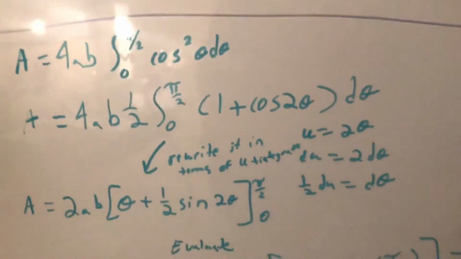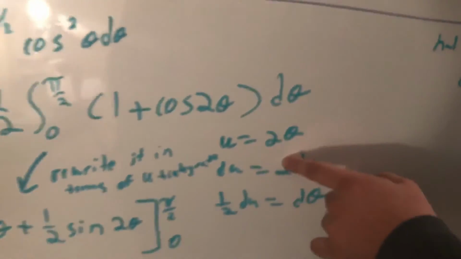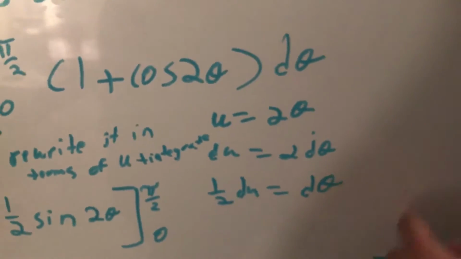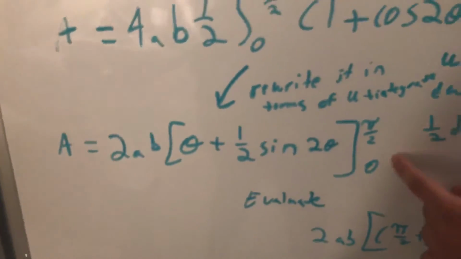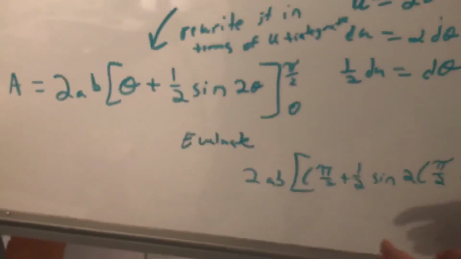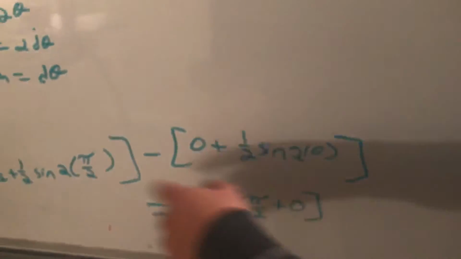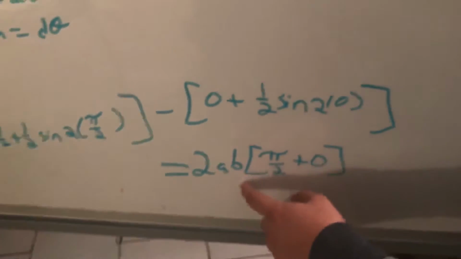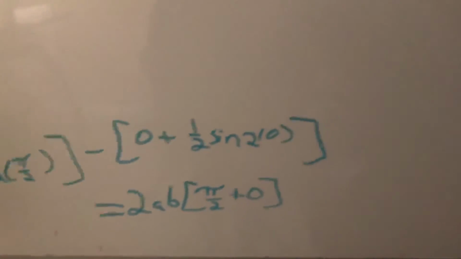Now we're going to rewrite everything in terms of u and integrate at the same time. So u is going to be 2 theta. Derivative of that is going to be 2 d theta. We need to divide by 2 to get our d theta. And that's what we get over here. Evaluate it from 0 to pi over 2. We'll use the evaluation theorem. Subtract. And we're going to get 2ab times pi over 2 plus 0.